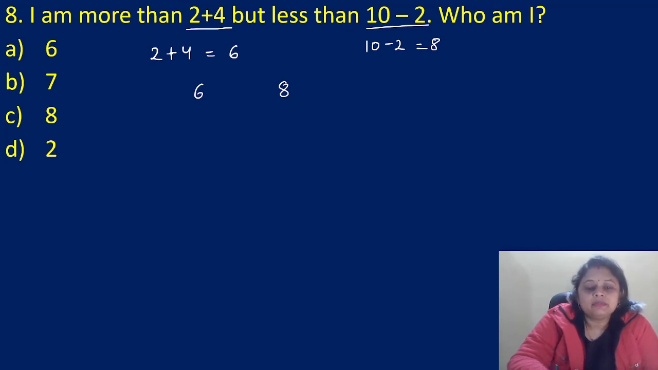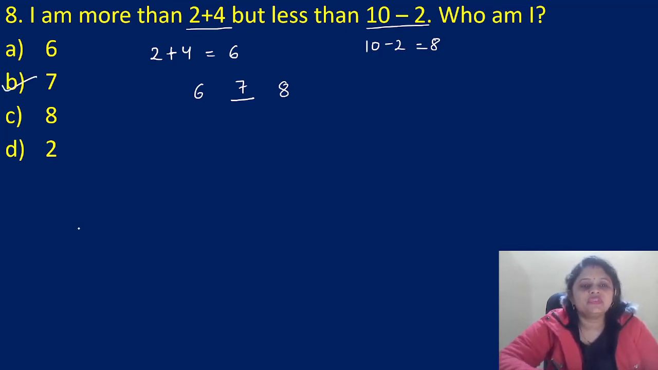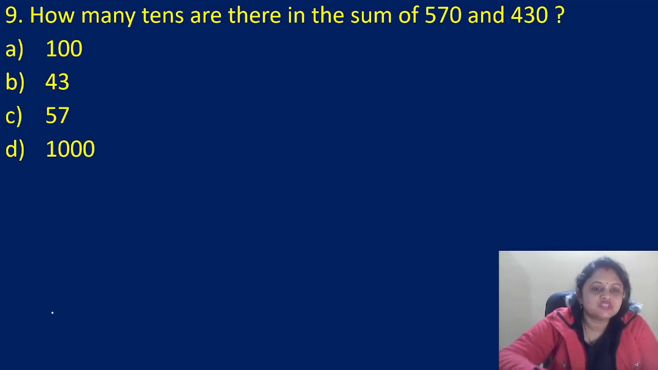Chalo, you tell me the answer in the comment section. Which is the number? The number is 7. Okay. So, where is it present? It is present in option B. That is 7. Got it? Easy tha? Okay, let's move to the next question.